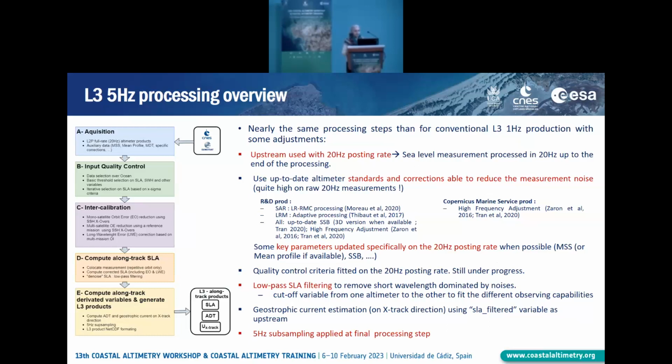And when we are working for R&D, we can also test different, I'd say, experimental processing that are still in R&D and that also contribute to reduce the error at short wavelengths. We also try to use up-to-date parameters, like for example, the mean sea surface field. So we try to use the up-to-date fields, and when we can, we also compute what we call the mean profile, which is an estimation of the mean sea surface directly along the tracks of the different altimeters.